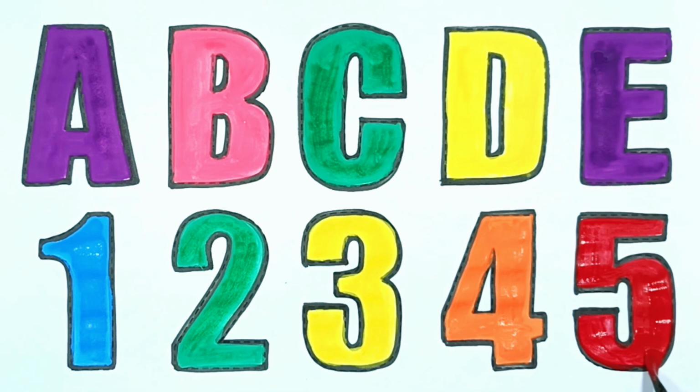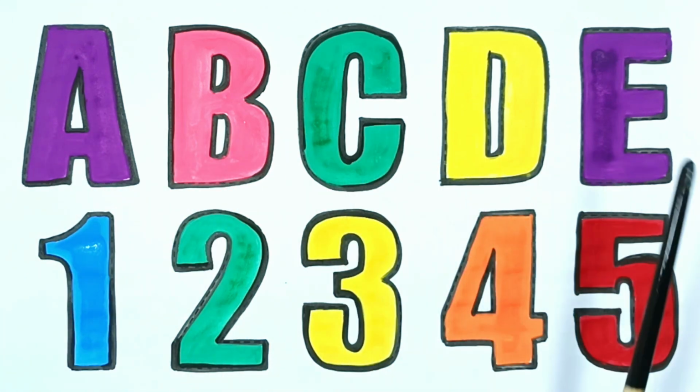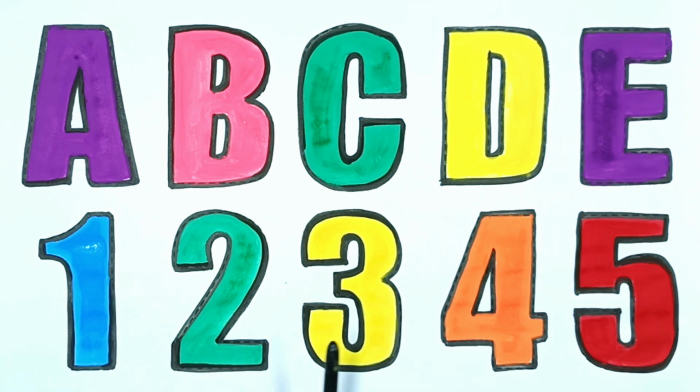Five flowers bloom. A, B, C, D, E. 1, 2, 3, 4, 5.